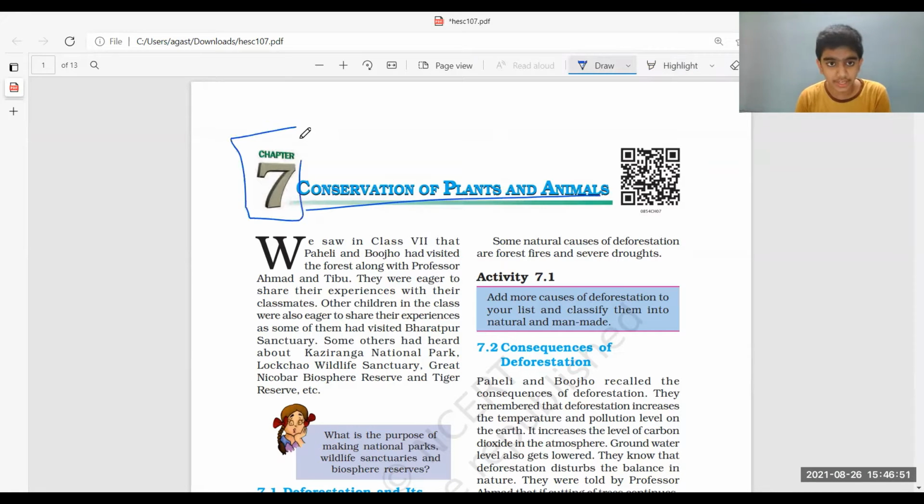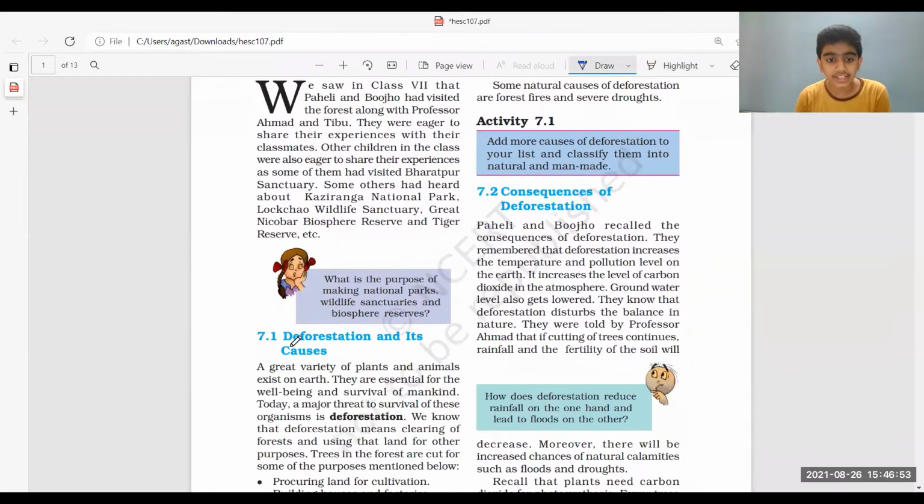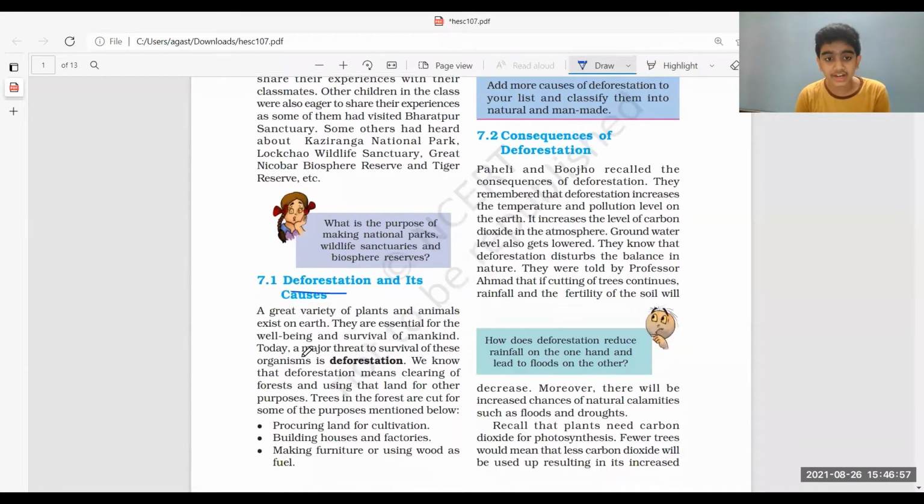So in this chapter, we're going to discuss key points like deforestation. We know deforestation means cutting down trees, and it is a major threat to the survival of organisms because we need plants for many purposes, could be oxygen, shelter, or food. When you keep the plants aside, you can't survive. This is how deforestation is causing harm.